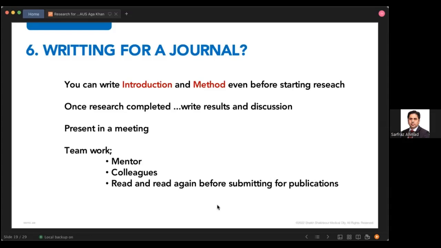Reading again is essential for journal writing. Whenever you write a paper, the next day you read it and may have to amend a few lines. Just keep doing that before submitting. It is a tedious process, but it becomes enjoyable once you see that your research is published.